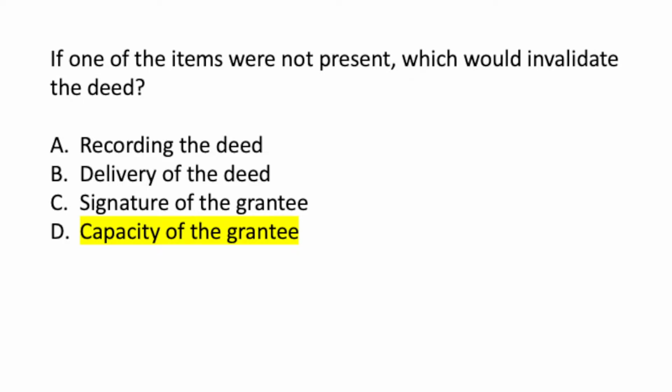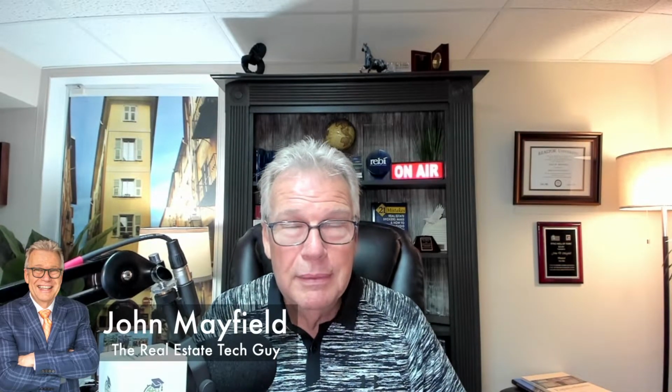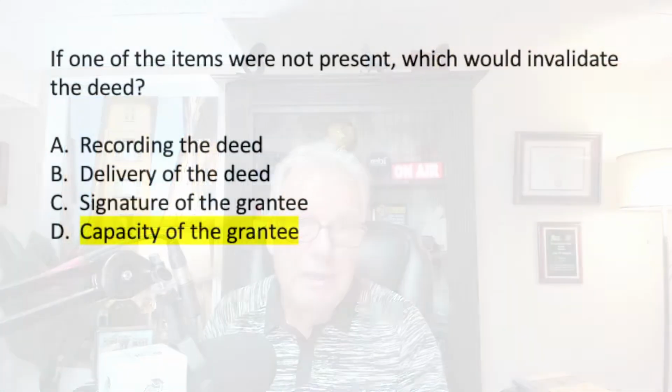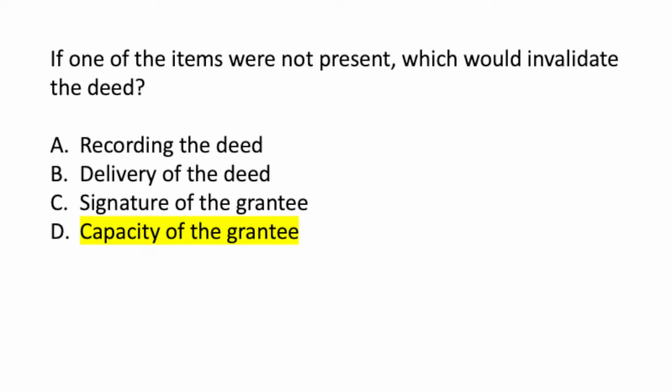So we get into these words about capacity and competent, but if the grantee, that's the person receiving the deed, had no capacity, wasn't able to receive it, then that would invalidate the deed. So those are challenging questions, and I would really like to look at that word capacity a little bit further. I'm going to jump out real quick and use the old Google mechanism, and I'm just going to say define capacity in a contract situation or in contract law.